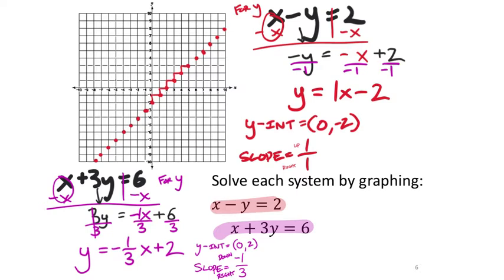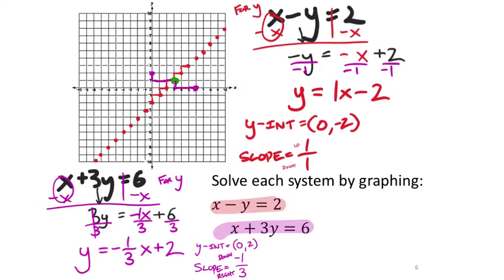I can get this on there. 0, 2, boom, right there, okay? And then it says, all right, go down 1, there's down 1, and then to the right 3, boom, I can already see the intersection, okay? And I'm gonna put that in a different color, just so we can see that it's the point of intersection between the 2 lines. But because I'm a math nerd, I'm going to put the other points on there.